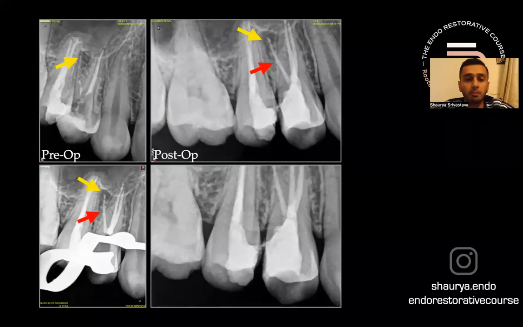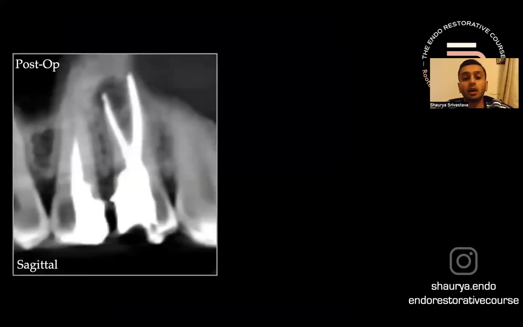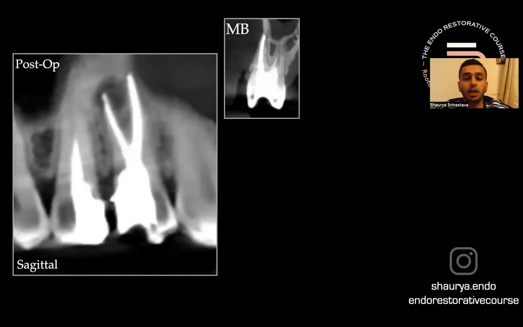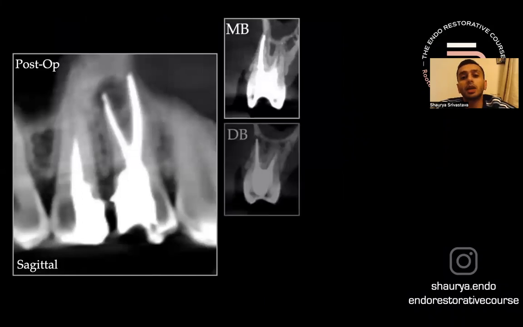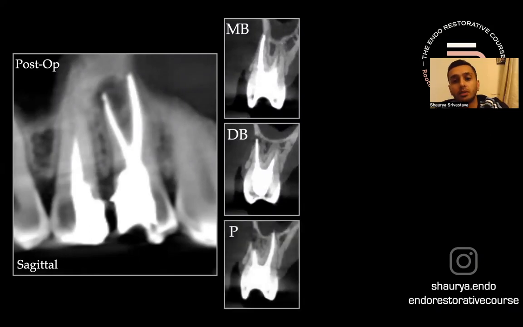Okay, so again, big limitation of 2D radiology. And the fact that I did not even know if I was up to length or not, I told the patient I'm going to take a post-op scan to see if I'm up to length, because if I'm overextended, I can expect maybe a failure. If I'm under-obturated, I can also expect a failure. Okay, so I took a post-op scan, and I viewed it in this plane here. That's my MB. That is my distal buccal, which was the missed canal, and that is my palatal. And all of them are up to length.